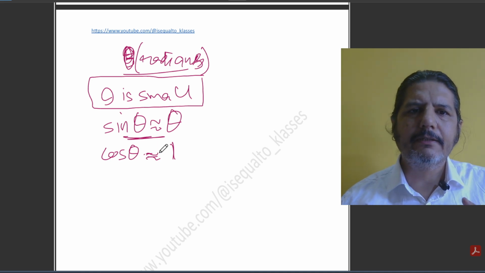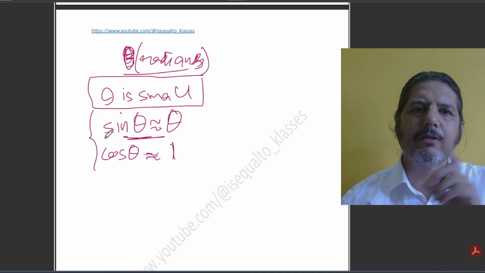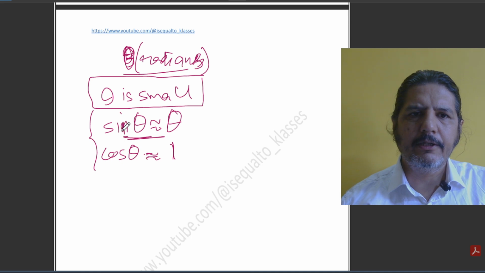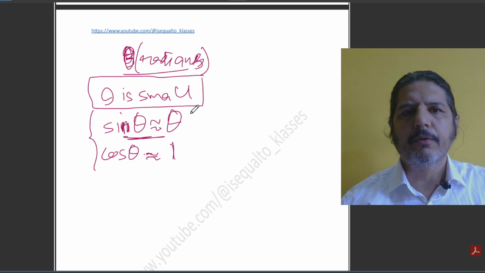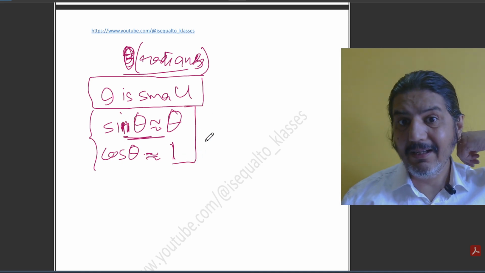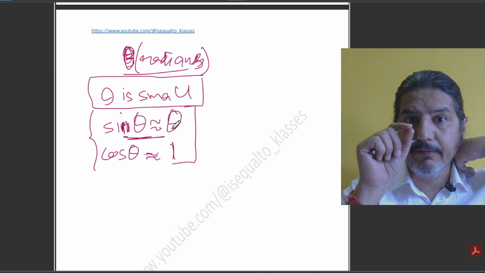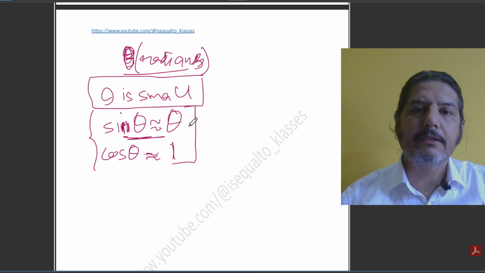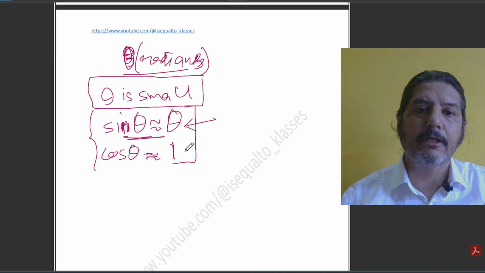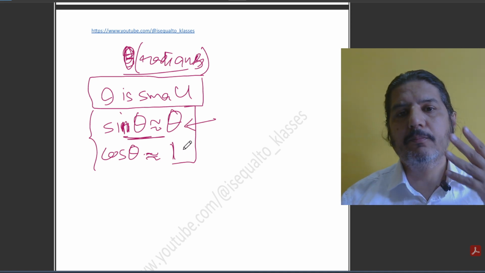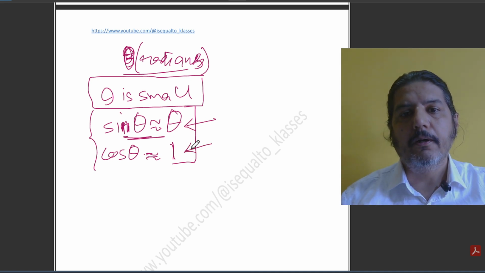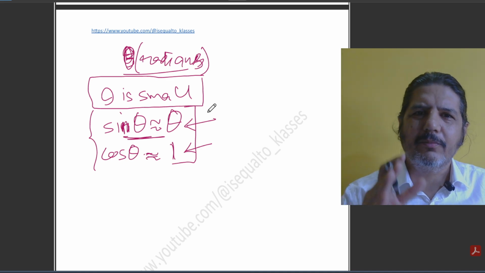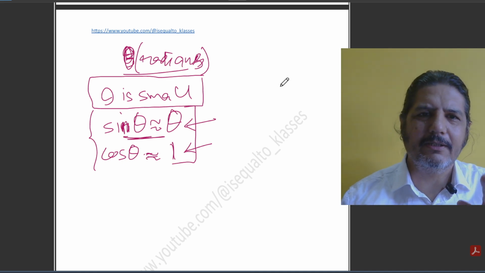Now, I have a detailed lecture where I have explained this. I'll put the link also here. This is something that you please understand, because when we are dealing with the mathematics, this is something that we'll be using. Whenever I see sin theta, I'll put it as theta, and if there is a cos theta, I'll put it as 1. I won't be going into the details, because I have a separate lecture. You can have a look at the lecture.